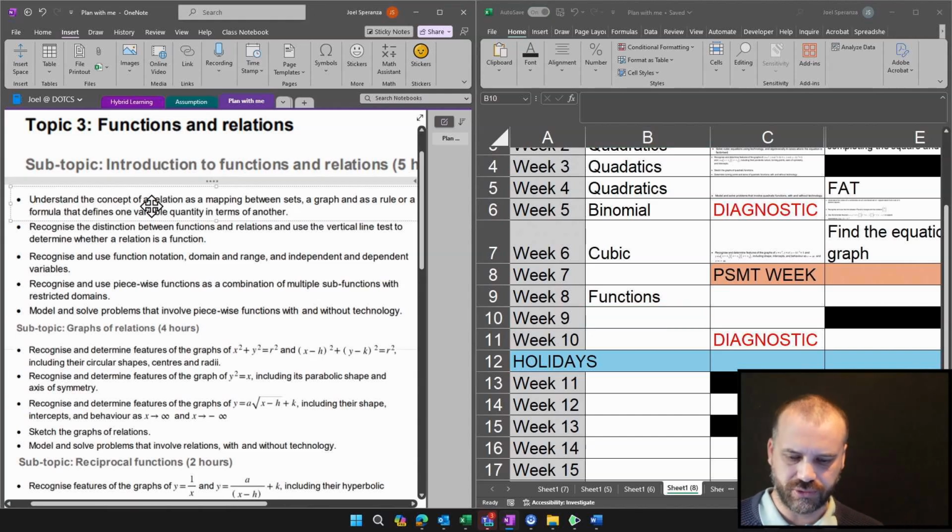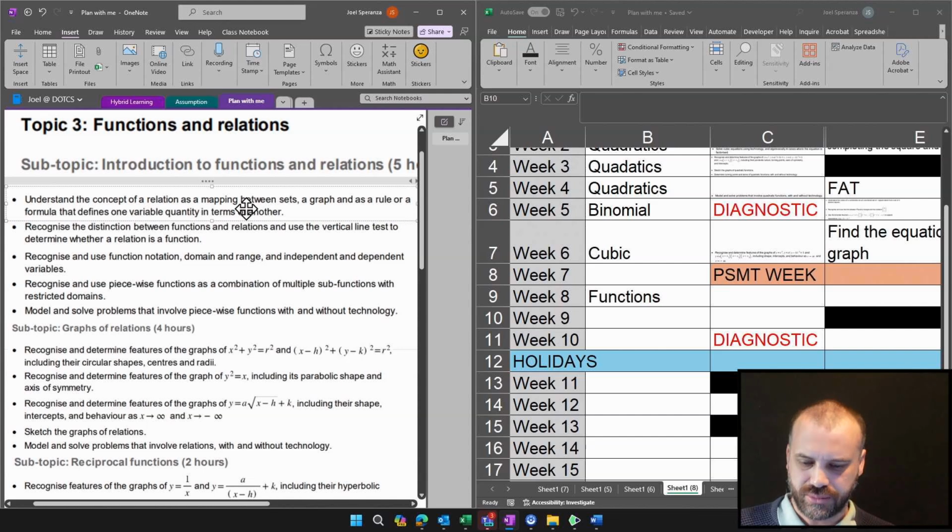Understand the concept of a relation as a mapping between sets. You'll find a video on my website of really hectic one-to-one, one-to-many, etc. I'm not sure that's required here. As a mapping between sets, a graph, and as a rule or a formula that defines one variable quantity in terms of another. So I think we can knock that over on a fairly surface level. It's not a super requirement.